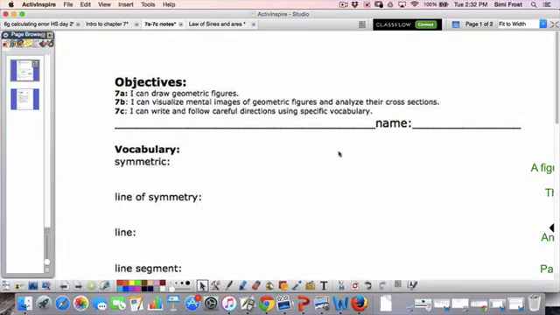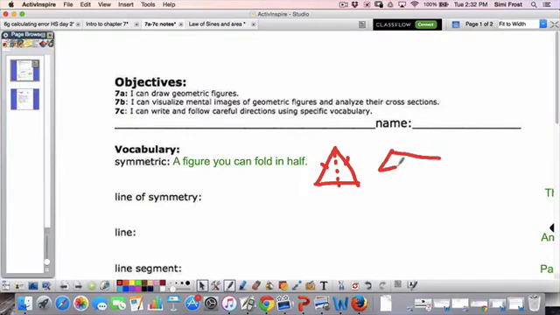So our first word here is symmetric, and this is a figure that you can fold in half. So if I have an isosceles triangle where two sides are the same, I can fold it in half right here, as opposed to a scalene triangle where no sides are the same. There wouldn't be a line on which I could fold it on top of itself and it would cut right in half.